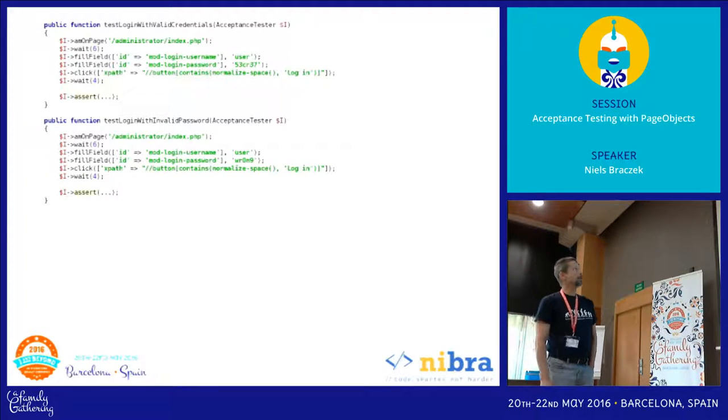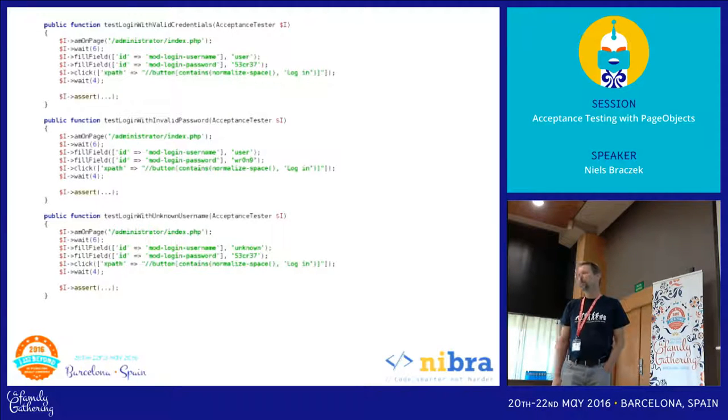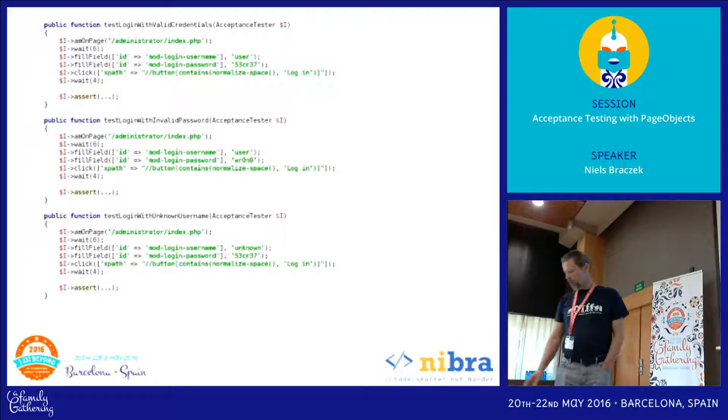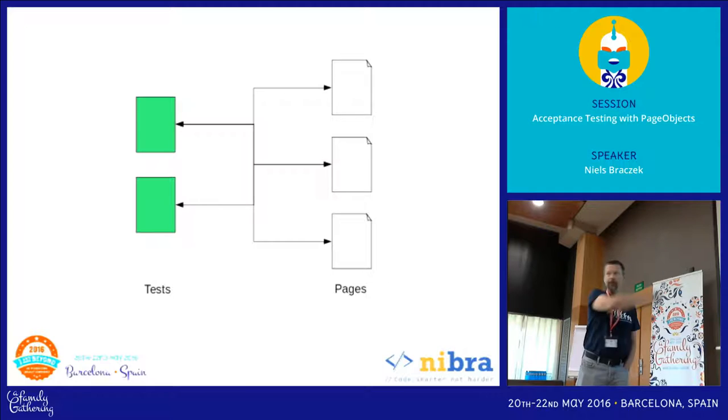The next thing is, what happens if we have an invalid password? So we do another test, if this works right. Structure is the same, because it's the same fields. And the next thing we could have, we have an invalid username, and we build another test. So now we have a couple of tests. We have some web pages, we have green tests, and we are glad.